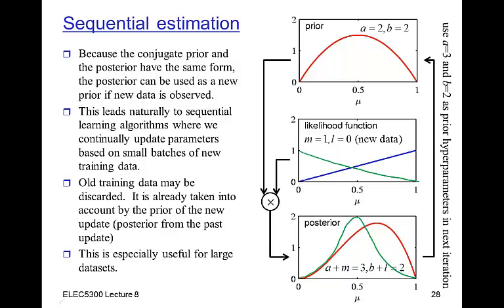So now, instead of having to revisit all the old data, the prior captures all the information I need about the old data, and I can just throw that old data away. I don't have to look at it again because all that information is captured in those hyperparameters. This is the big advantage of these Bayesian techniques, especially in this era of big data. It leads to sequential, or what we call online, estimation algorithms.